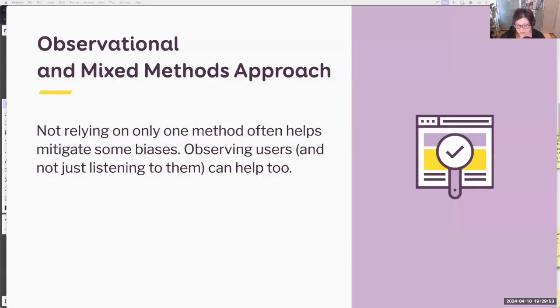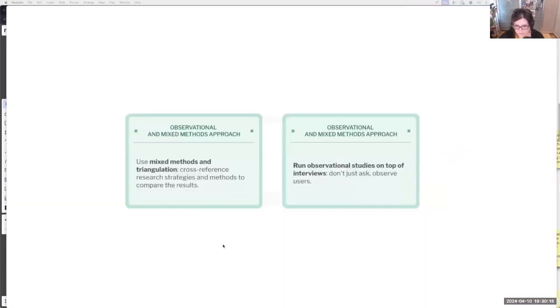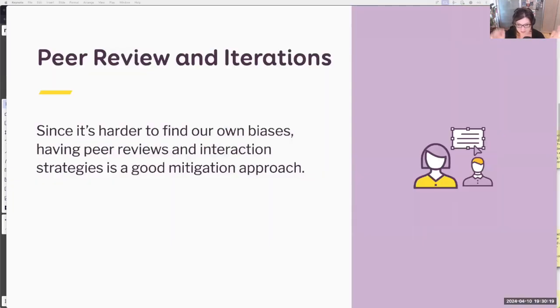Then one way of mitigating bias is not to rely on only one method. Some methods might be more biased than others. This is where we will start talking about mixed methods, mixing quantitative and qualitative. Observation also: if you don't trust what people are saying, sometimes observing them can give some interesting results. So here I have two little cards. Then this is where my, I forgot the name. I'm so bad with those names.